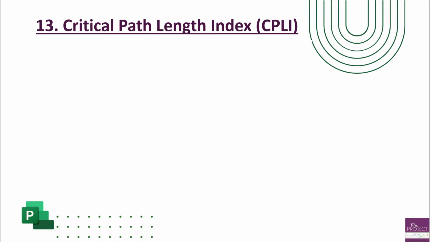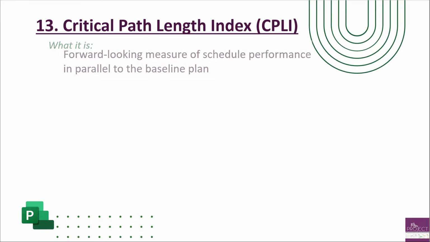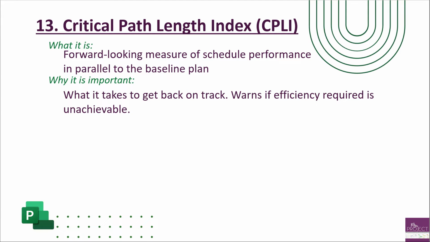So the critical path length index metric, which we'll just call CPLI for short, is a forward-looking measure of your schedule based on the baseline. So the missed task metric looked at the past, and this one is looking forward. And why it's important is while the missed task metric will tell you if you're falling behind, the CPLI will tell you what it takes to get back on track. It's going to tell you the efficiency that is required. It's also going to tell you if the efficiency required is unachievable, if you just can't do it.